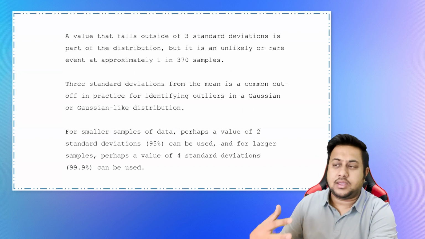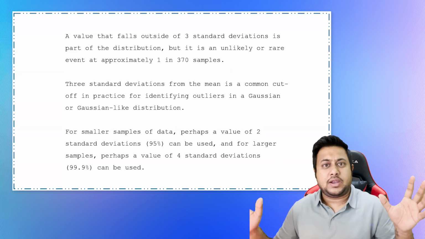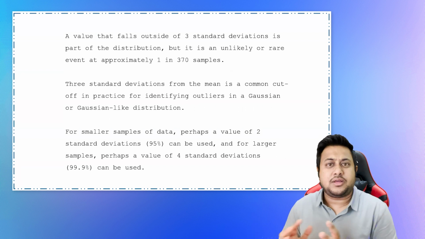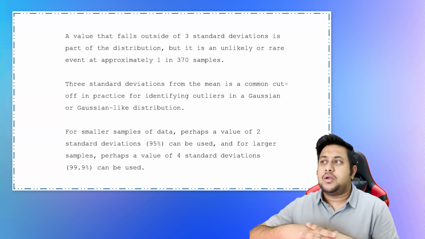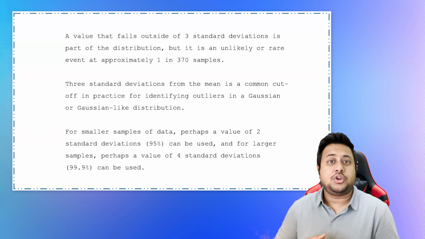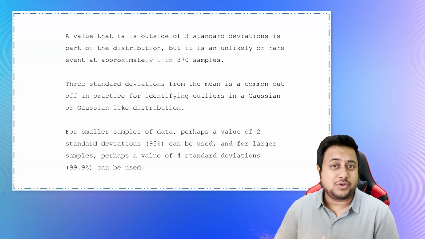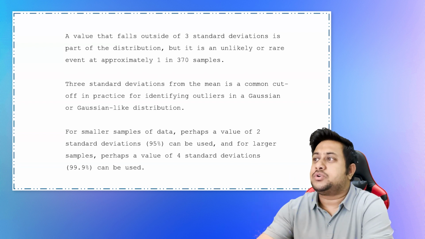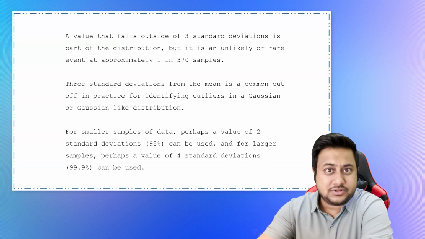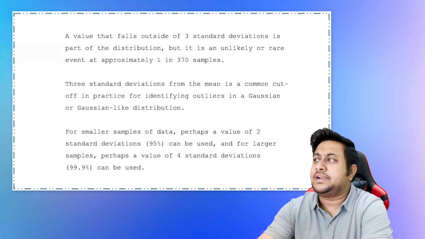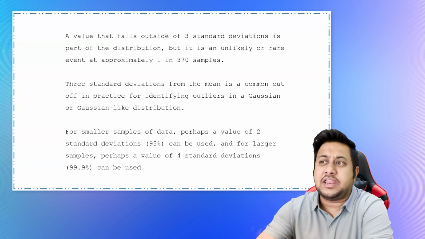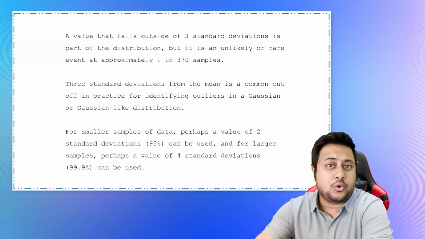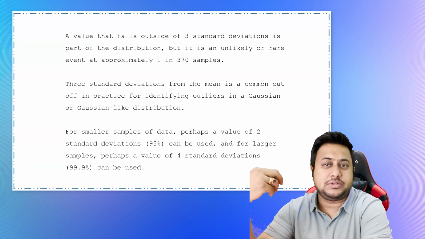इतना simple होता कि plus minus 3 से हटा दो and it's going to be outliers, then life would have been so easier, right? Why it is not that simple? Because not all data follows normal distribution. A value that falls outside 3 standard deviation is part of the distribution, but it is an unlikely or rare event at approximately 1 out of 370 samples.